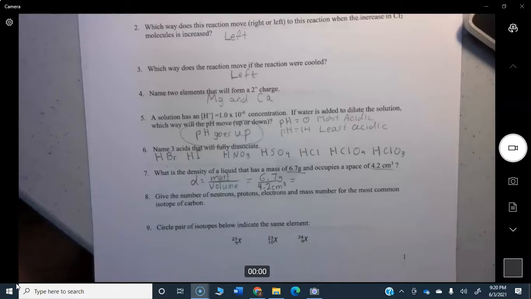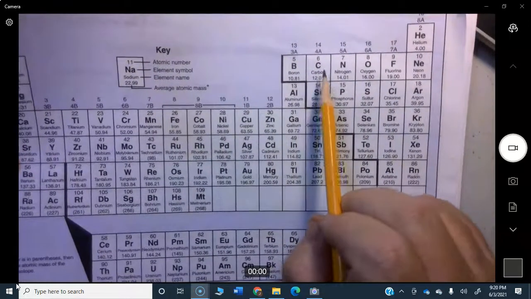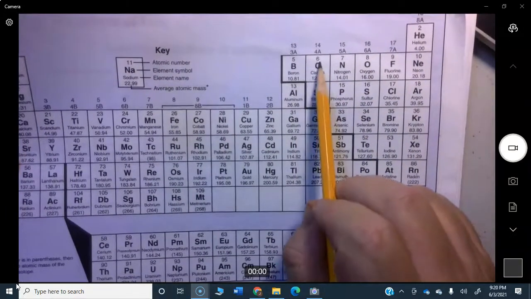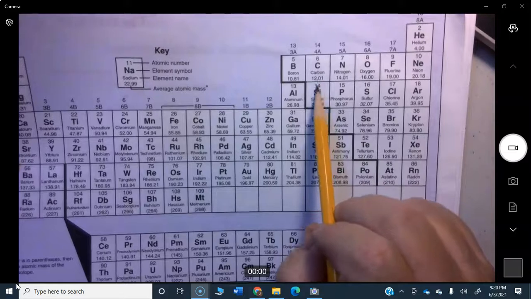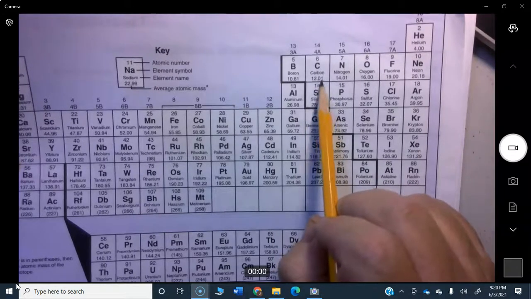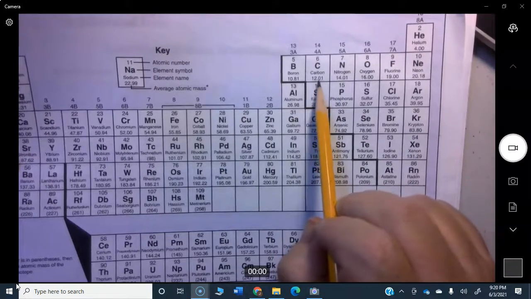Okay, give the number of neutrons, protons, electrons, and the mass number for the most common isotope of carbon. So if you come over here to the periodic table, there's carbon. It has 6 protons. That's the atomic number. It has an atomic mass of 12.01. Remember, that's the average mass of all of the different isotopes of carbon.